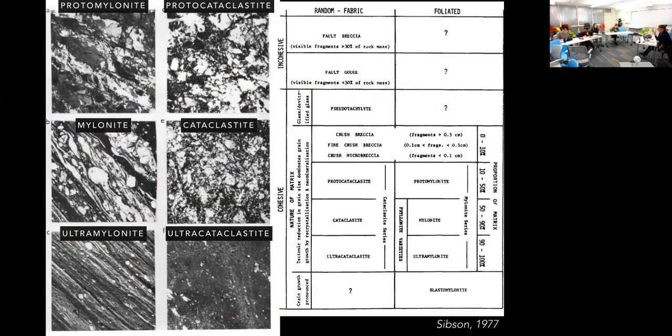So here's Rick Simpson again. This is 1977. It's one of the earlier papers that tried to put names on fault-related rocks and did it in a way that we kind of still use. There were previous attempts, but most of them have gone out of fashion by now.